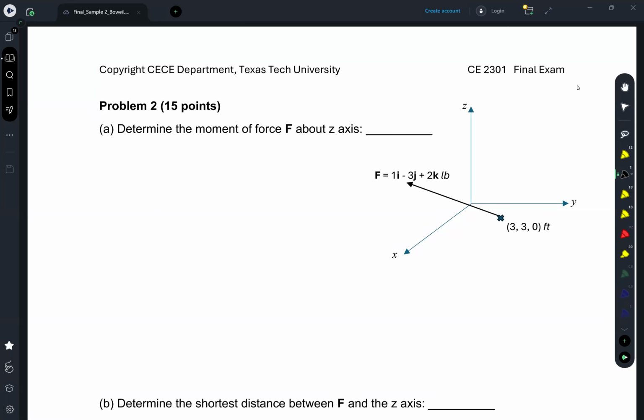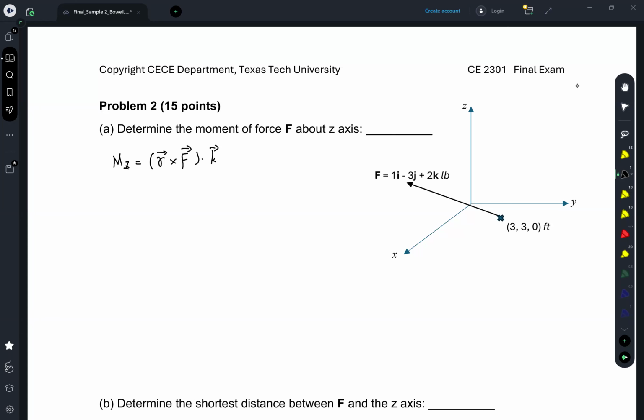So first, the moment of the force about z. To evaluate that, we know that it can be evaluated by a determinant, right? Actually, that determinant is essentially projecting the moment vector, which is r cross F, to the axis. Here it is the z-axis, and the unit vector defining the direction of the z-axis is the k vector.